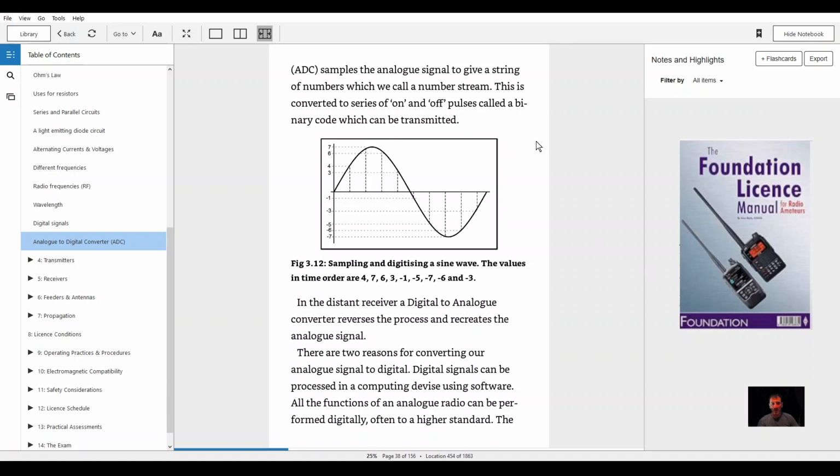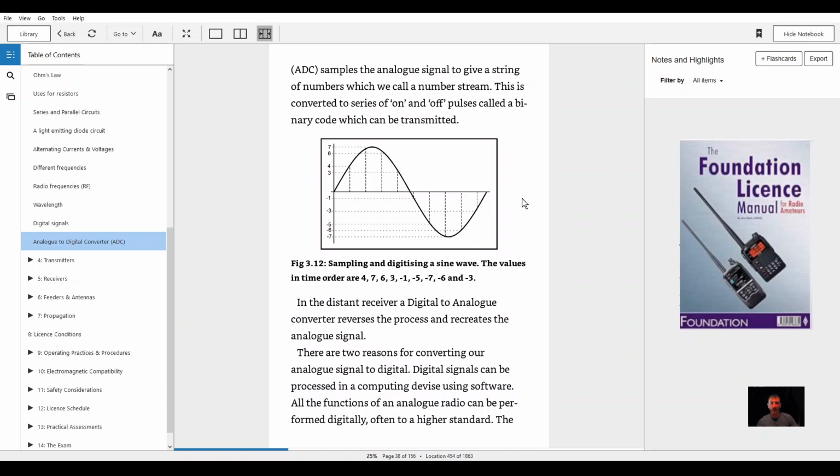Here's the figure. Sampling and digitizing a sine wave. The values in time order are 4, 7, 6, 3, 1, 5, 7, 9, and 3 minus. So this is the kind of thing we're having with DMR, D-Star, and Fusion. In the distant receiver, a digital to analog converter reverses the process and recreates the analog signal.